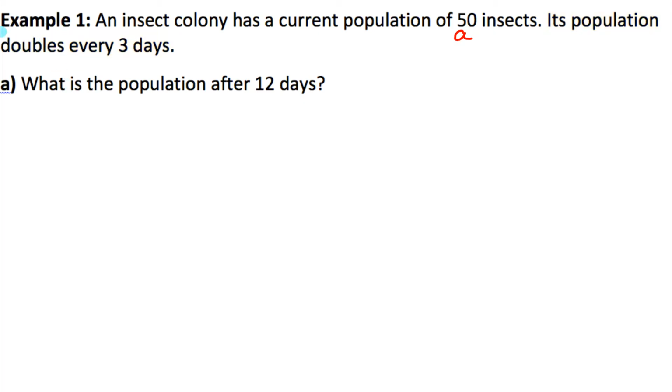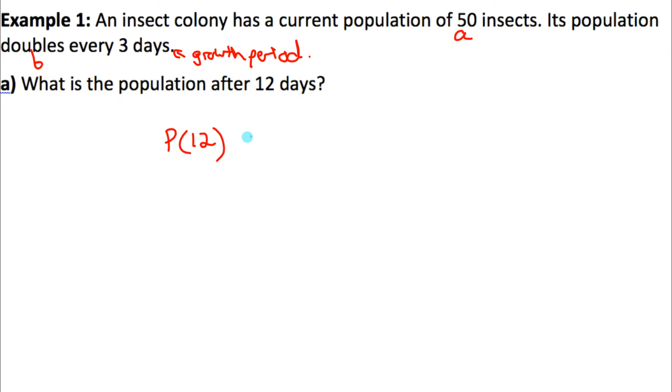Well, the fact that it's doubling means this is an exponential growth question, and our growth factor is going to be 2. And it doubles once every 3 days. So 3 days, that's our growth period. That's how long it takes for the population to double once. And part A says, what is the population after 12 days? So I want the population after 12 days.